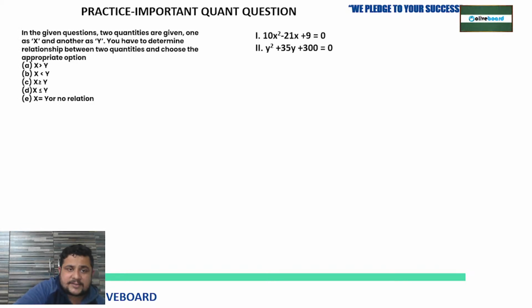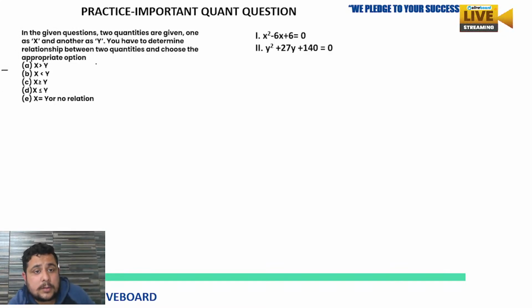Let's move on to the next question. Next question is based on what? It is based on quadratic equations, where they are asking for the values of x and y, right? That comparison. So first of all, it is based on quadratic equation form.